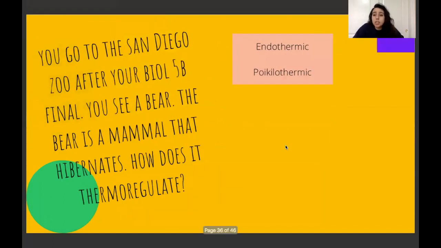Okay, so it's endothermic, right, in the sense where it regulates its internal temperature through a bunch of different processes. And I hate this word, poikilothermic, whatever. It's that because it hibernates. And hence, for a period of time, that means that its internal temperature varies.